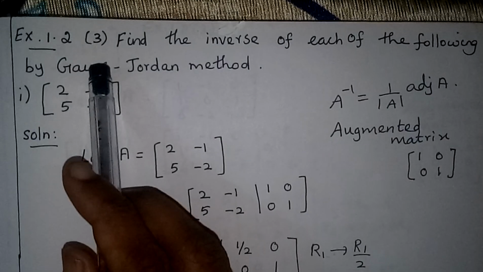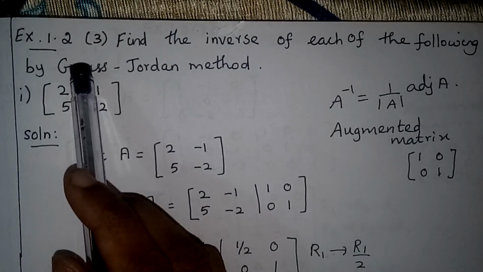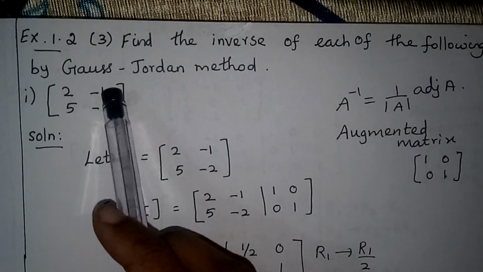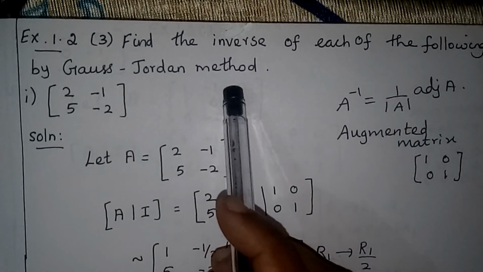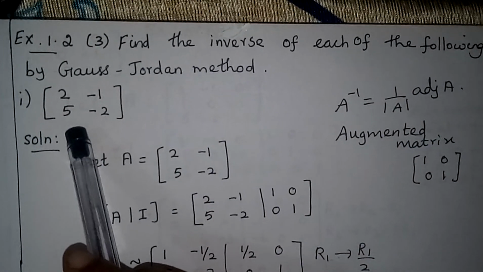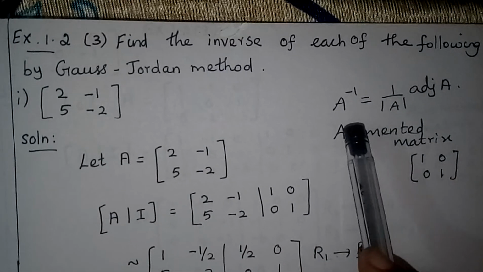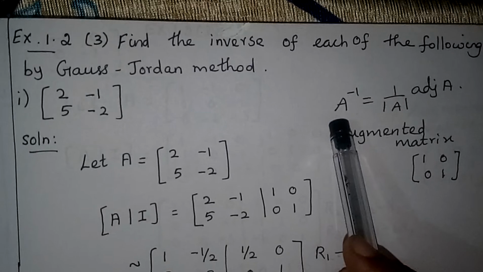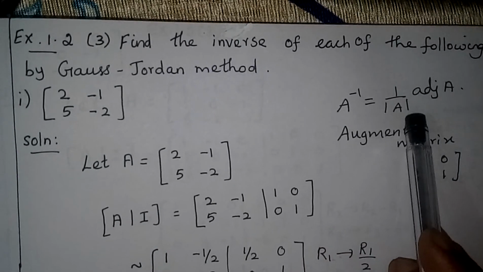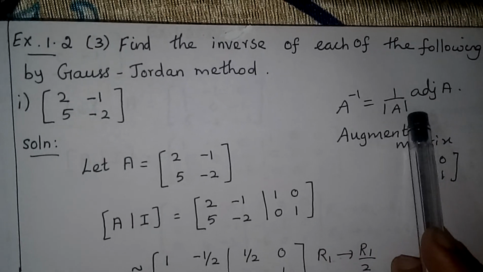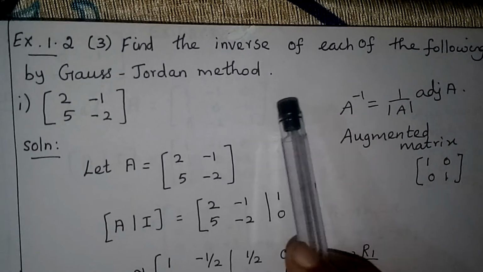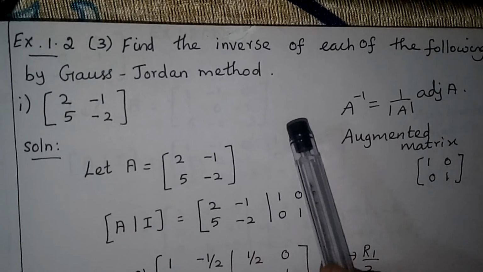Now we can see the third sum in exercise 1.2. We have to find the inverse of each of the following by the Gauss-Jordan method. Okay, that is if a matrix is given, you can find the inverse using a formula. In the first session we have learned this. A inverse is equal to what? 1 by determinant of A into adjoint of A. It will be easy to do. But if it is asked, you have to find the inverse using the Gauss-Jordan method. Like this only you have to do.